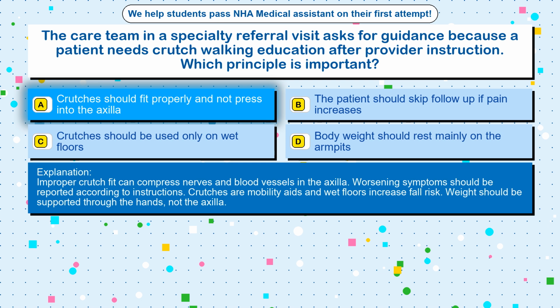Improper crutch fit can compress nerves and blood vessels in the axilla. Worsening symptoms should be reported according to instructions. Crutches are mobility aids and wet floors increase fall risk. Weight should be supported through the hands, not the axilla.